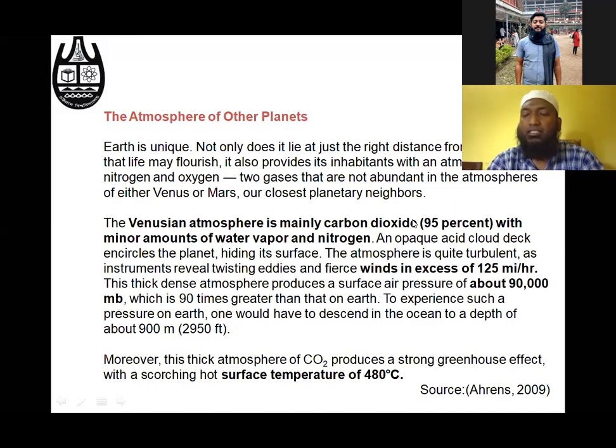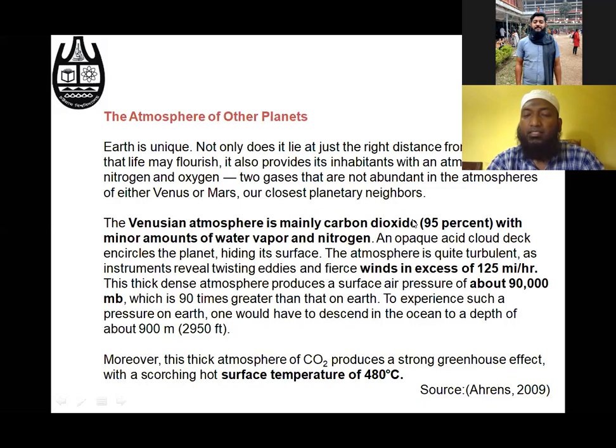The atmosphere is quite turbulent. That means the force of the winds in that case is much greater. And there are twisting eddies. Eddies means circles that encompass the winds. And these winds sometimes go beyond 125 miles per hour velocity, and this velocity is huge. So like cyclones and tornadoes, sometimes hurricanes, they have such velocity in their atmosphere.